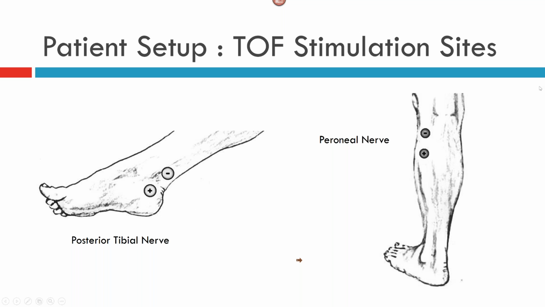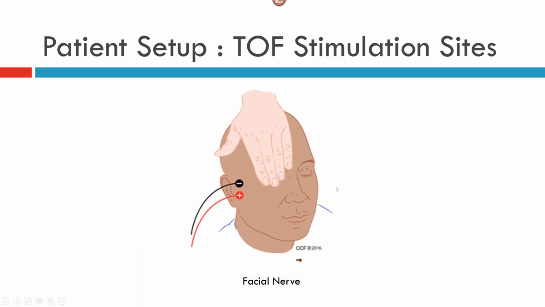So you have to bend the knee and feel the head of fibula, which is behind the head of tibia. If you put the electrode on the head of tibia, you're not going to get any trainer 4. Facial, again, you can put the electrode in front of the ear and have negative and positive and do trainer 4 stimulation and the recording from the orbicularis oris.